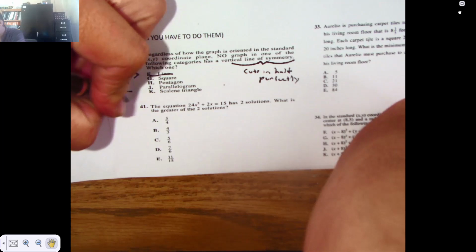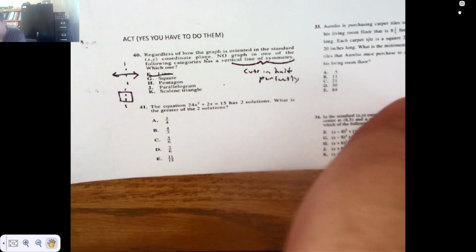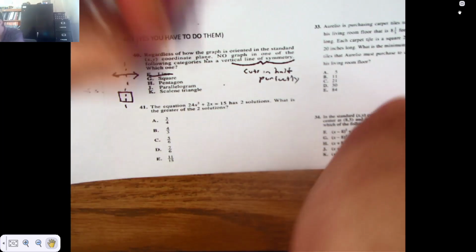You talk about a square. I believe you can cut a square in half right down the middle. You can fold it. That's its line of symmetry.